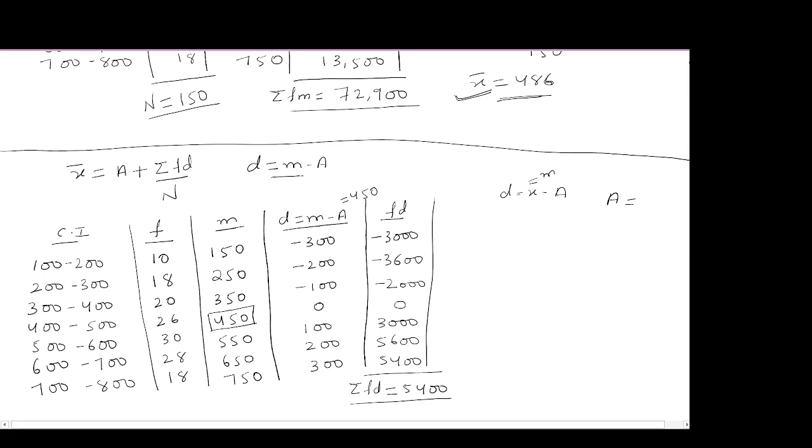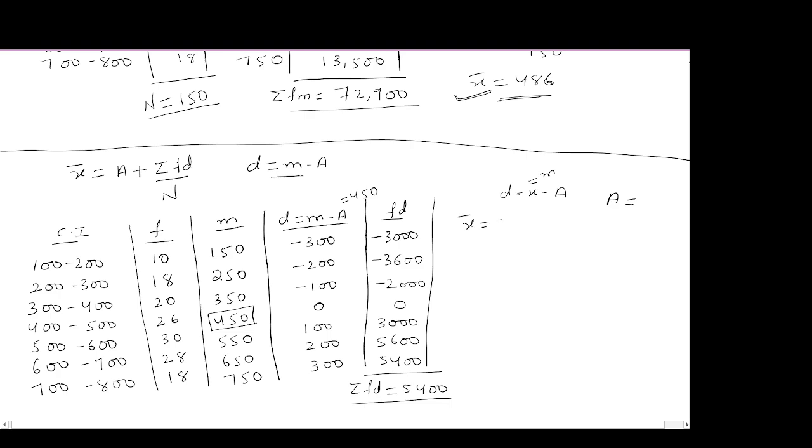Now I have taken assumed mean from any value of m. So I have assumed 450. Then I have calculated d by subtracting m minus a. Then I have multiplied frequency with d values and taken the total. I got summation FD. Now apply the formula.